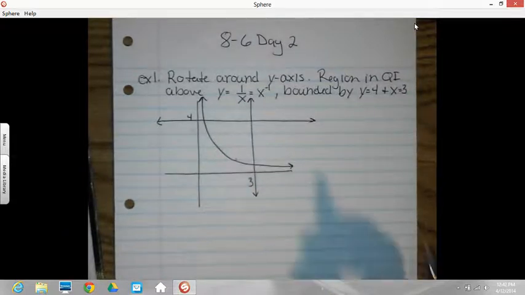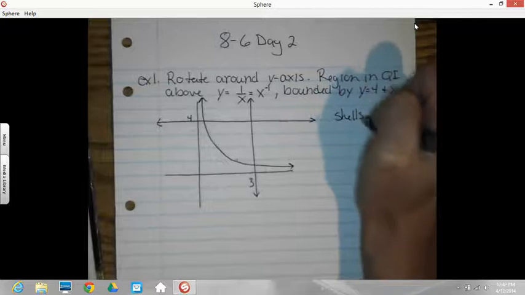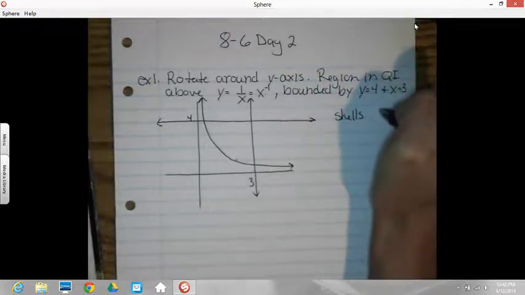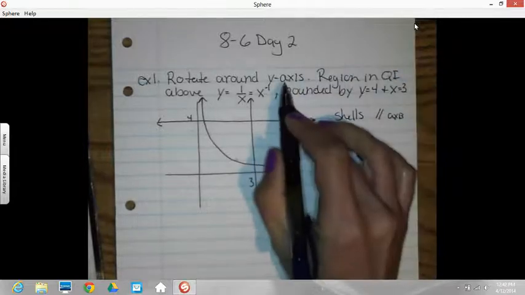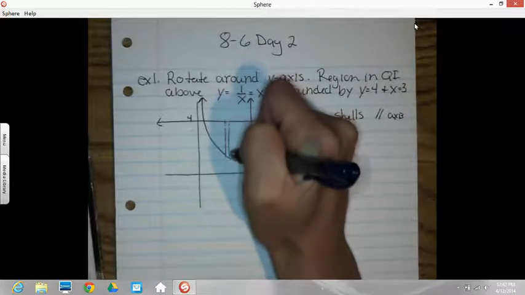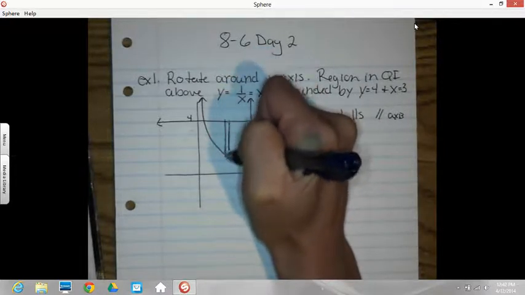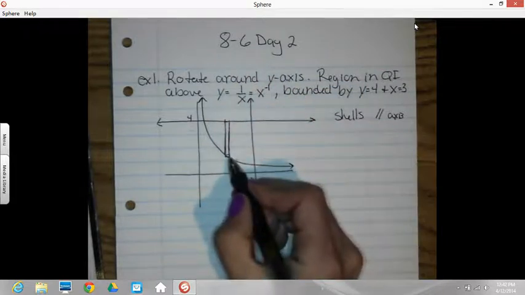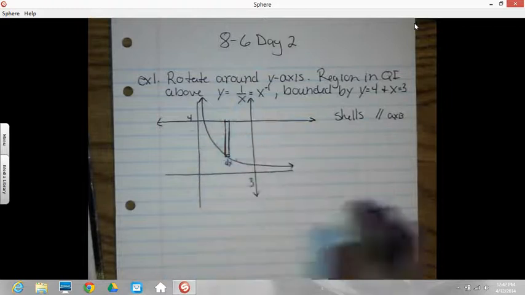Okay, we're going to do this with shells first. To do a shell, I draw my rectangle parallel to the axis I'm rotating around. I'm going around the y, so I want my rectangles to be tall. Well, as soon as I draw that, I see my width is a dx. So I want all x values in my equation.